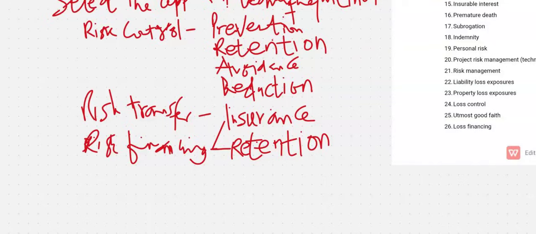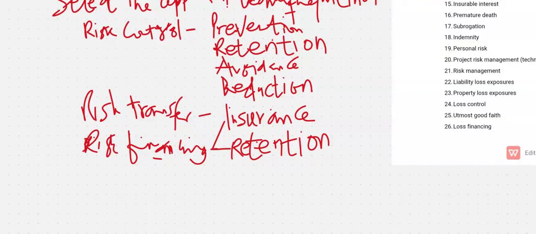Then we have insurance. So what is risk financing? It is the process of providing funds to cater for the losses in the event they occur. Sometimes you maintain emergency funds. Some organizations maintain emergency funds, and some have special funds dedicated for risk financing. So risk financing is the process of making funds available to cater for losses in the event they occur.